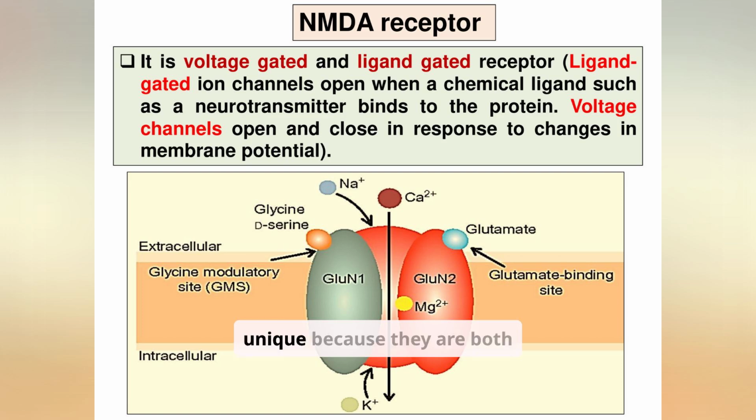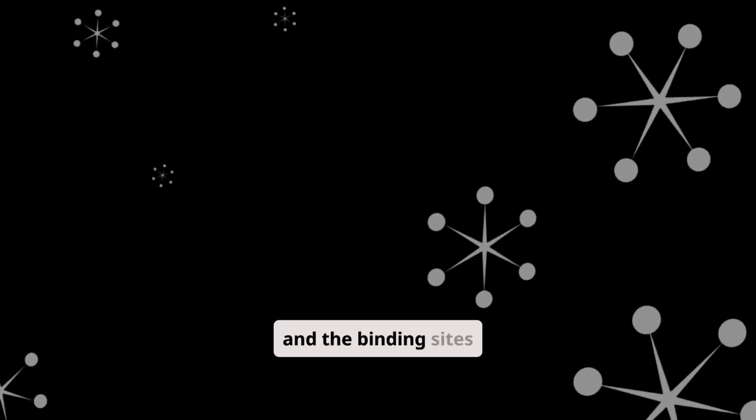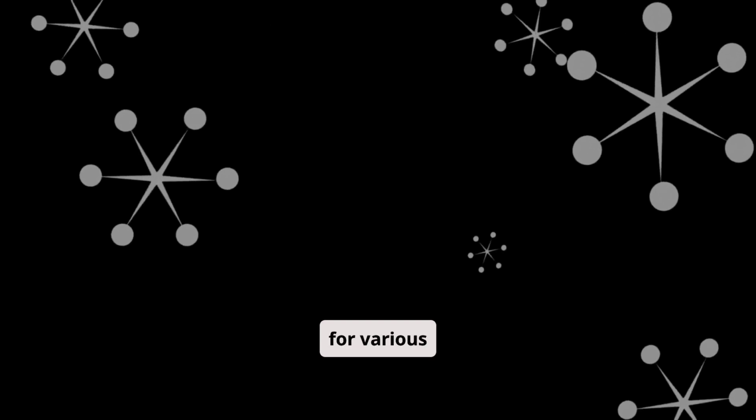NMDA receptors are unique because they are both voltage-gated and ligand-gated. This diagram shows the receptor structure, including the GLUN1 and GLUN2 subunits and the binding sites for various molecules.